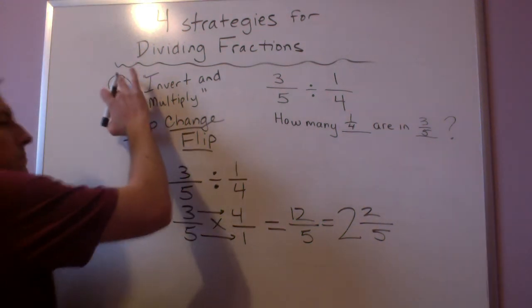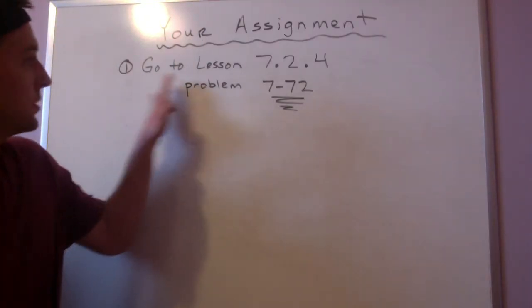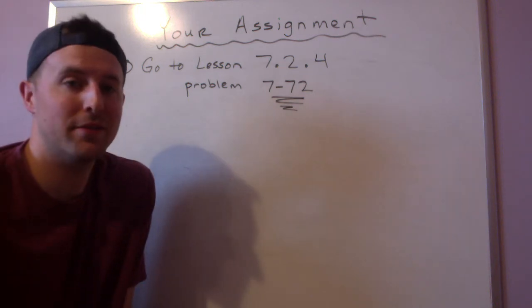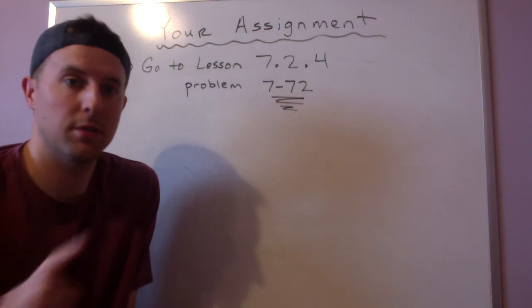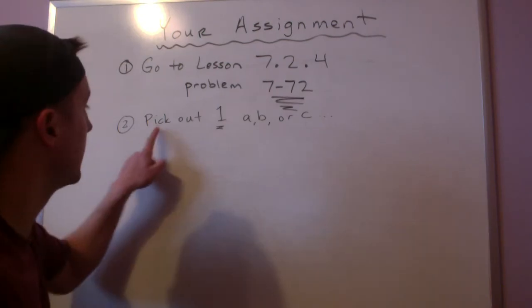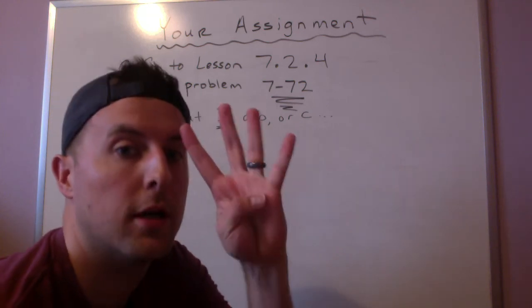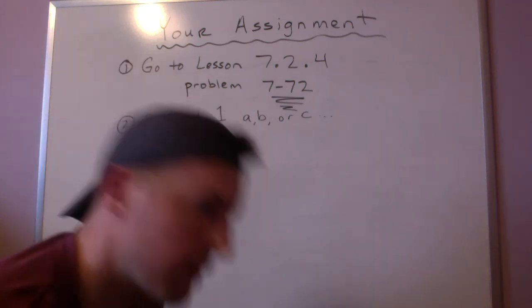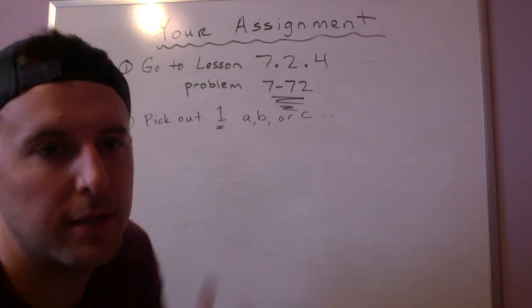The assignment is going to be to go to lesson 7.2.4 in the CPM book. Go to problem 7-72 and pick out one of either A, B, or C. Just pick out one of them, and I want you to show the four strategies for that one problem. Yes, you have to draw a diagram. Yes, you have to do common denominators. Yes, you have to do supergiant one. And yes, you have to do keep, change, flip. Remember, your answer should be the same for all four. So show how to get the answer using all four strategies, but you only have to do it for one of them, A, B, or C.